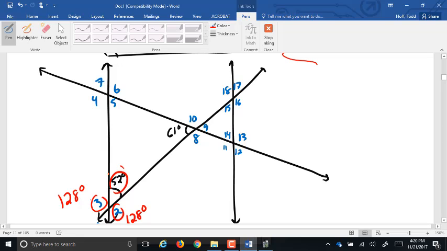Now, if those are 52 and 128, are there any other angles on here that must be 52? Yeah, 17 and 15 over here are also 52 because it is this single transversal cutting these two parallel lines. So that's 52 and 52. And of course, that would make these 128 and 128.